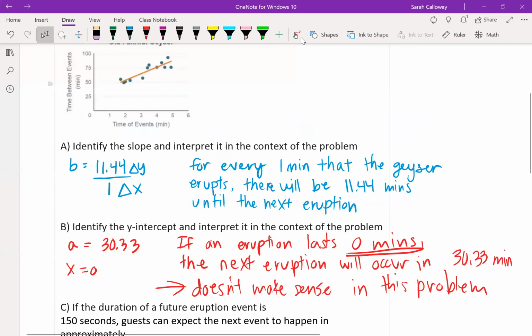Notice that here the data values are all between 1.5 and 5, right? And so that won't have a y-intercept. The line only goes through the points. And so we can't expect it to actually have a y-intercept. However, they're saying, like, if the line were to continue, it would cross at 30.